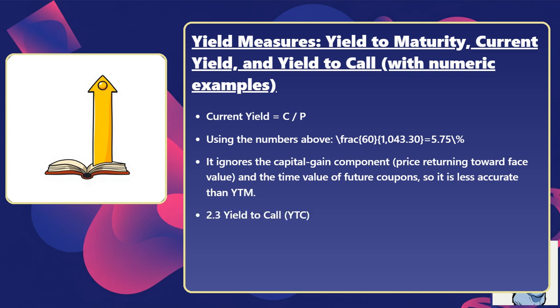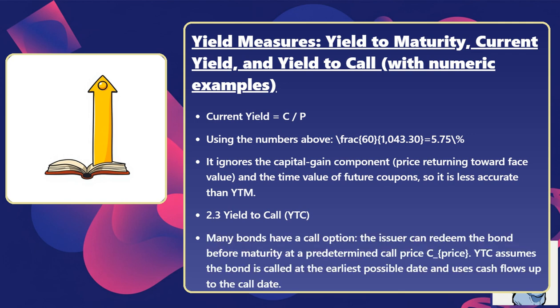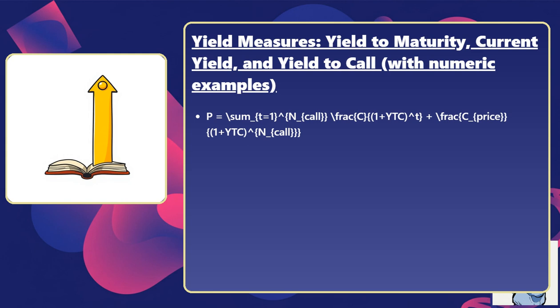2.3 Yield to call (YTC). Many bonds have a call option. The issuer can redeem the bond before maturity at a predetermined call price, C_price. YTC assumes the bond is called at the earliest possible date and uses cash flows up to the call date. Present value equals the sum from T equals 1 to N_call of C over (1 plus YTC) to the T, plus C_price over (1 plus YTC) to the N_call.